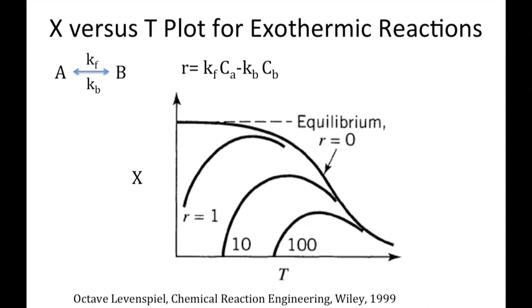So, the idea here is that you have an x versus t plot. The outer envelope is the equilibrium envelope. We saw that it can be obtained from the equilibrium constant, how the equilibrium constant is changing with respect to temperature. Now, you can plot the inner envelopes, for example, at a constant rate of 1, 10 or 100.